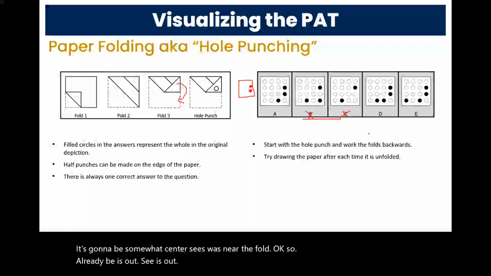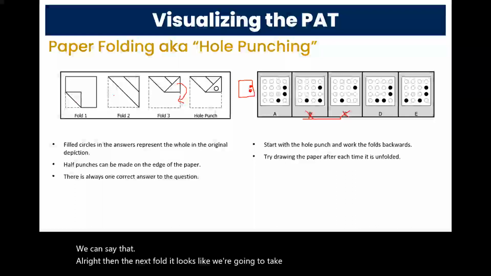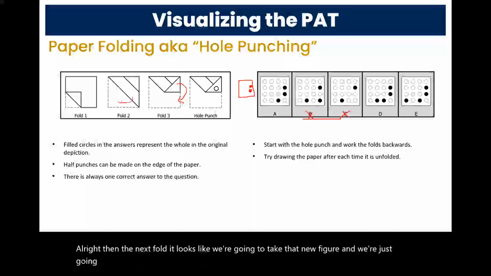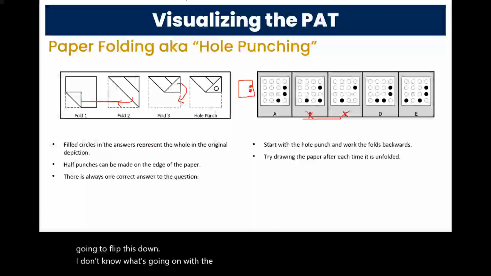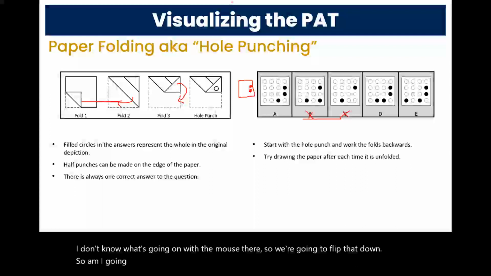We can say that. All right, then the next fold, it looks like we're going to take that new figure and just flip this down. I don't know what's going on with the mouse there. So we're going to flip that down. So am I going to get any additional holes?